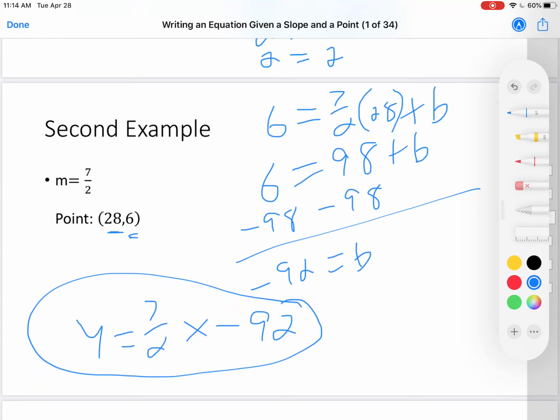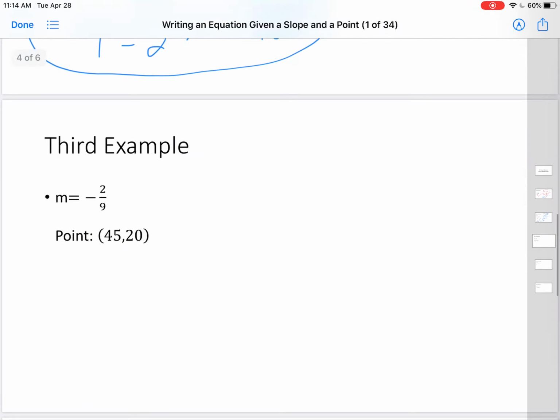I just want to check it to make sure. 28 divided by 2 is 14. 14 times 7 is 70 plus 28 is 98. 98 minus 92 is 6, and that is y. Therefore, this is the right equation. Let's try another one.